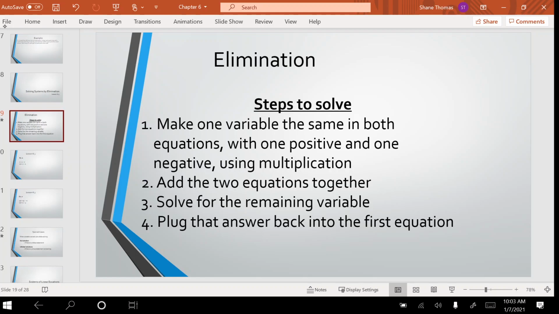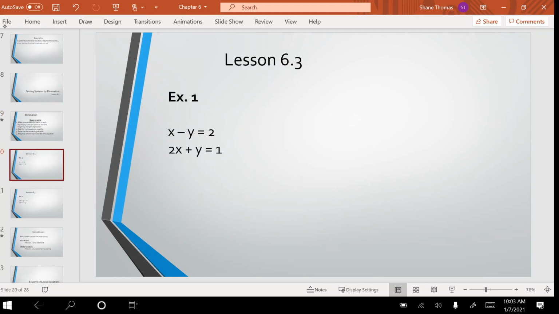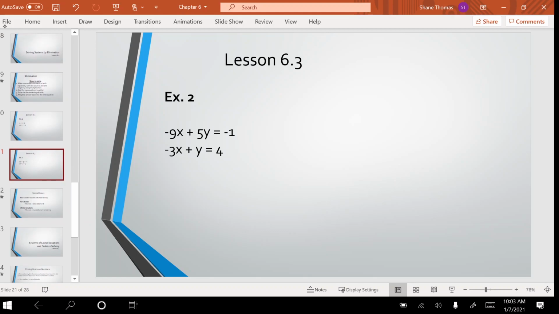And we have different levels of difficulty for these. This one here, the y's cancel out immediately. This one here is a little tougher. Let's look at this guy. All right, so I want to make one of my set of variables the same, one positive, one negative. So I'm looking at that. I got a 9 and a 3. I got a 5 and a 1. Both of them are factors of each other, aren't they? Let's go with x's. All right with that? Let's cancel the x's.